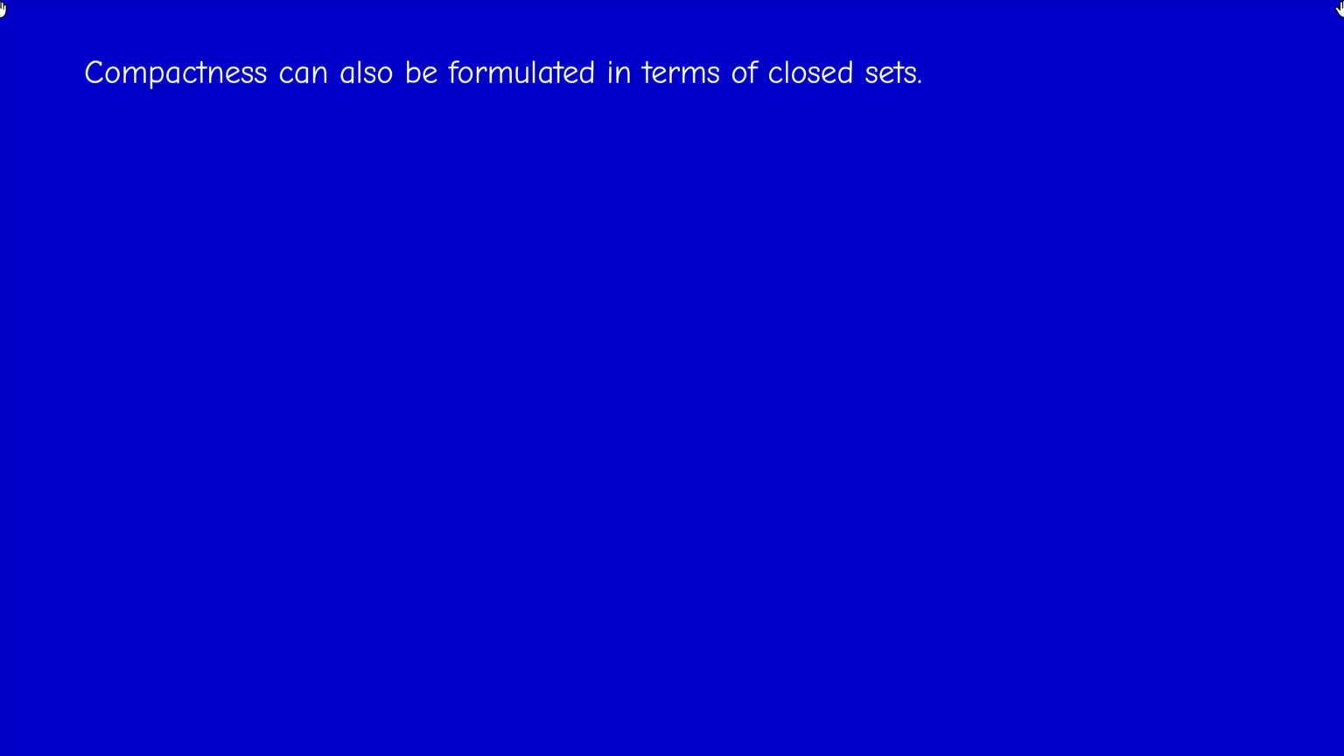Welcome back. This is the second video of section 3.1 in which we are going to talk about 2 points. The first point is about the closed set formulation of compactness, and the second point is about compactness of subsets of a topological space, because the whole space need not be compact, but it may contain compact sets.